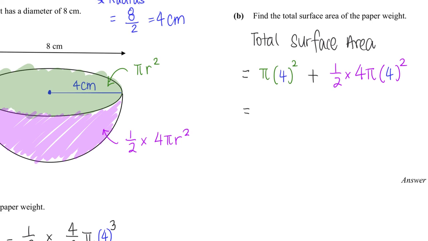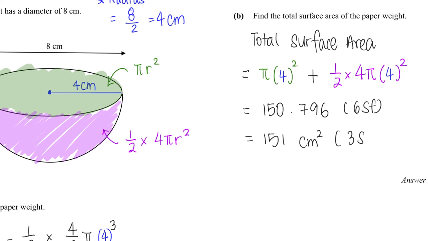And using my calculator, this will then give me 150.796 to 6 significant figures, and the final answer 151 cm squared to 3 significant figures.